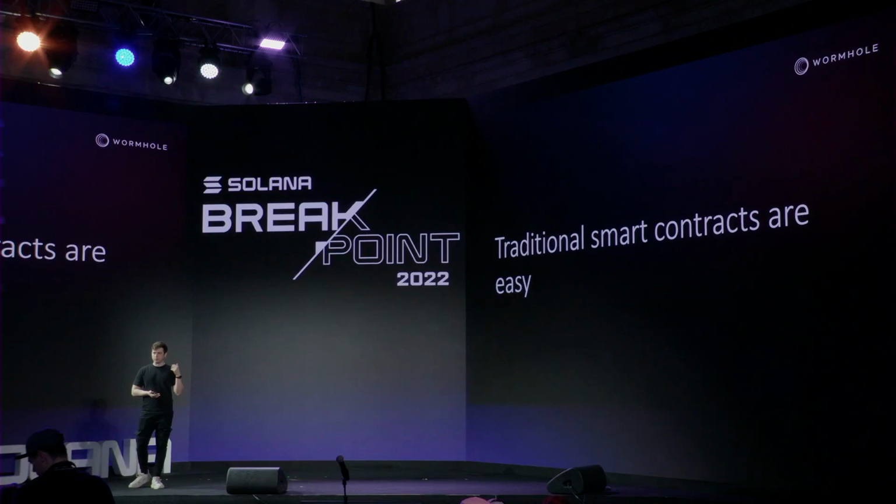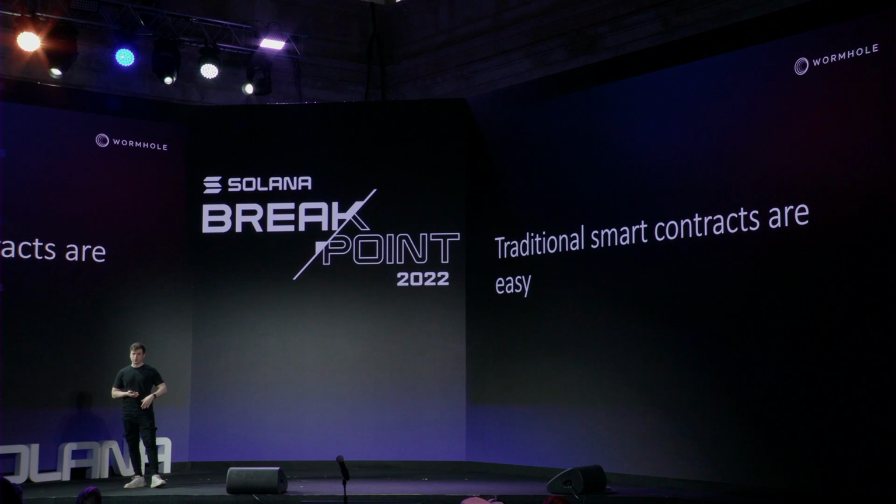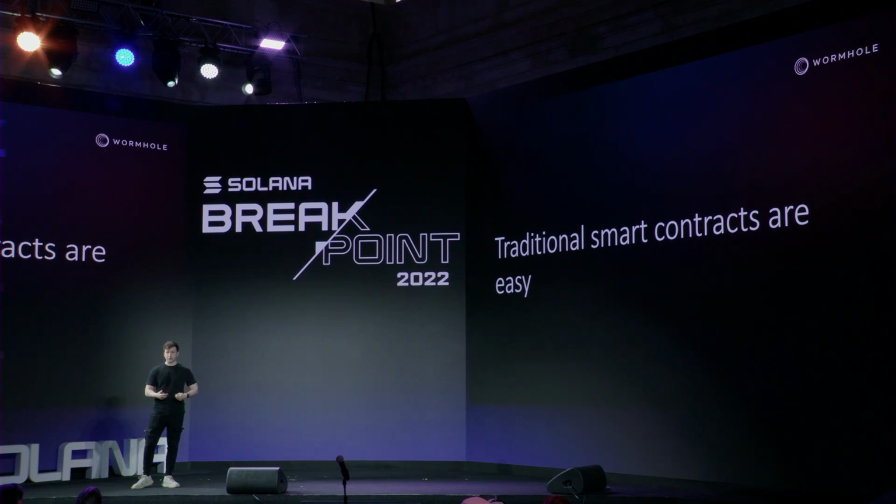So you could say that traditional smart contracts are easy. Of course, there's a lot of subtleties to writing smart contracts, but from the perspective of resource management, they're pretty easy to think about because you don't have to conceptually think about concurrency issues or any kind of race conditions, memory sharing, that kind of stuff. But xDapps are concurrent. And concurrency is very hard. So why are xDapps concurrent?